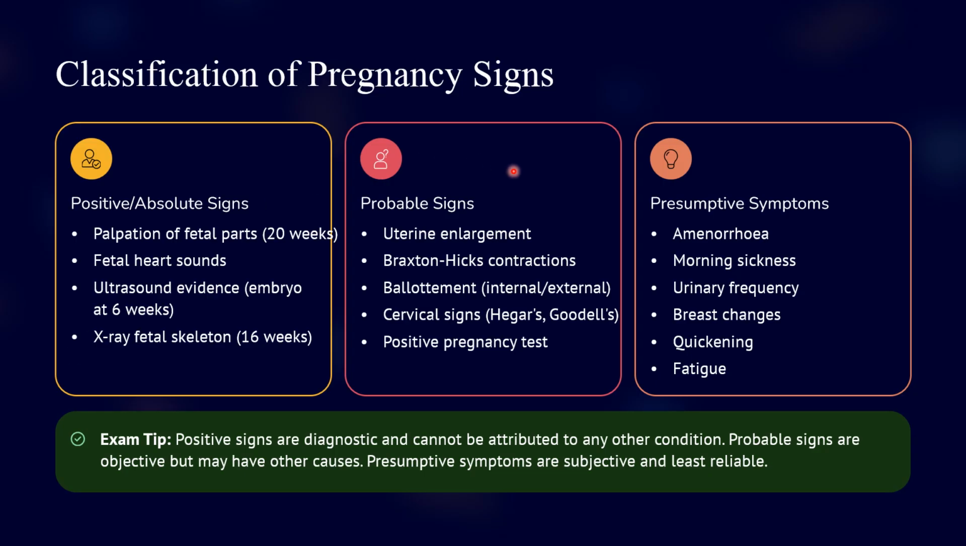So in probable signs, there can be uterine enlargement, Braxton Hicks contraction, ballottement, cervical changes, Hegar or Goodell sign, and positive pregnancy test as well. Presumptive symptoms are amenorrhea, morning sickness, urinary frequency, breast changes, quickening, and fatigue.